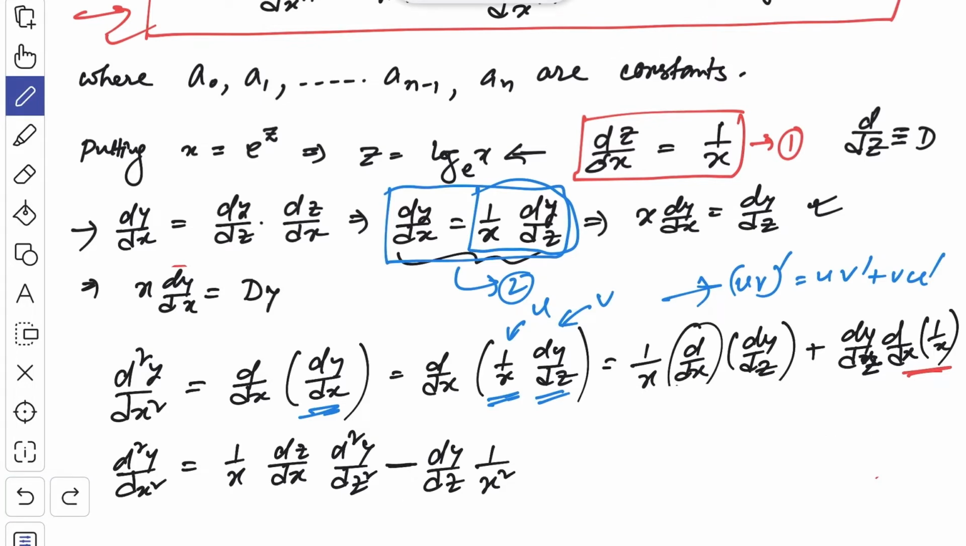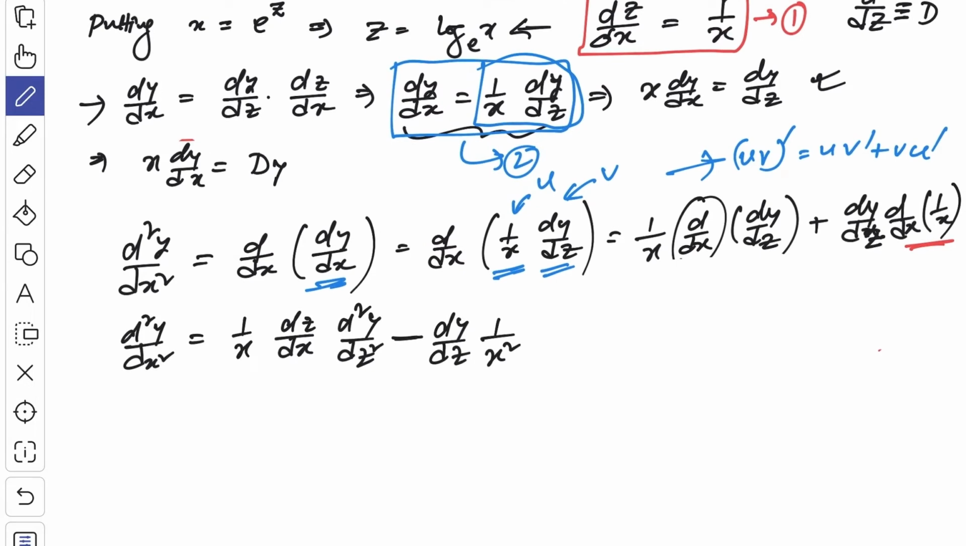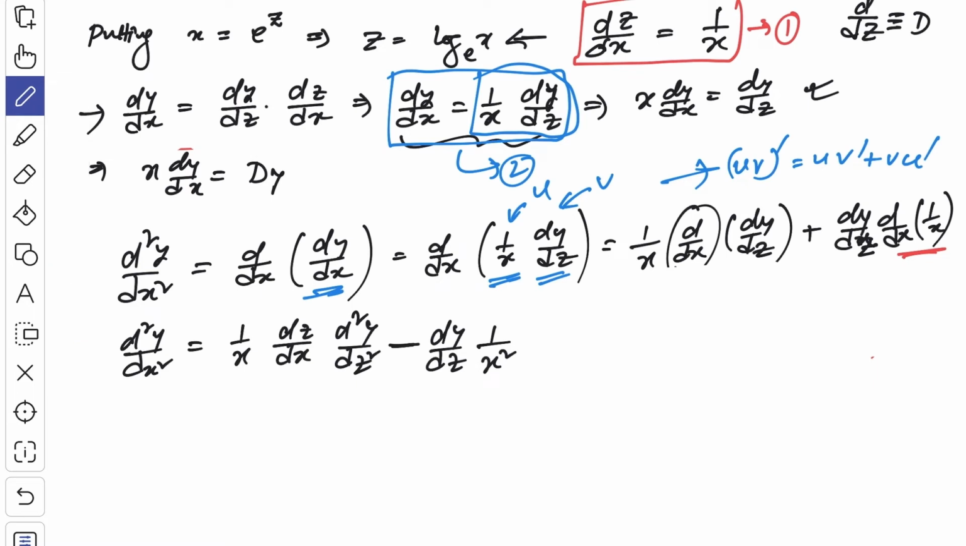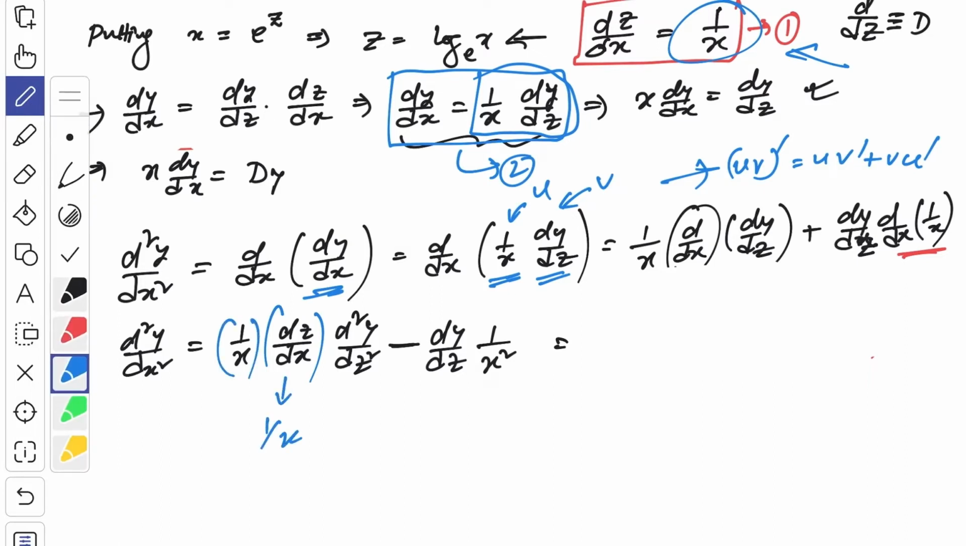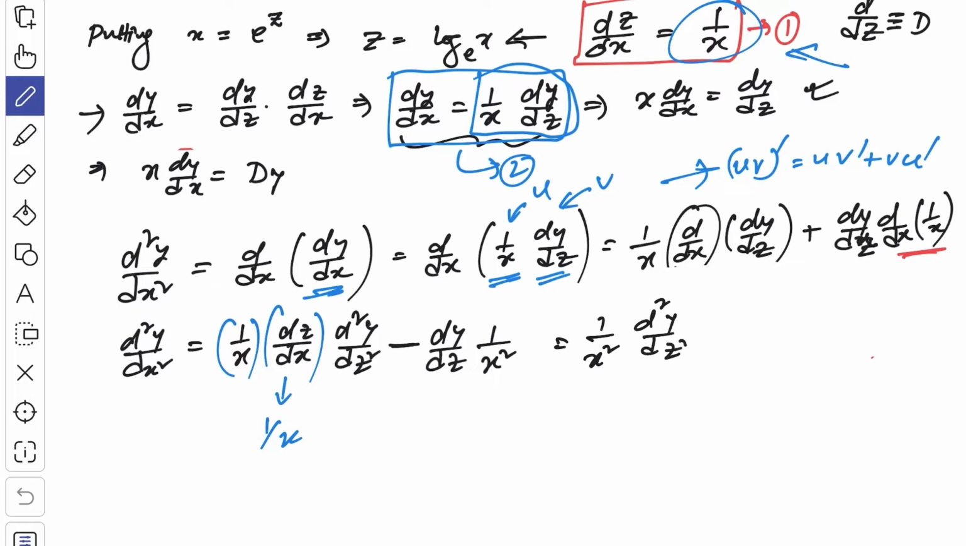Now let me scroll down the page. Here again you can see dz by dx can be replaced by 1 by x from equation number 1. If you replace this by 1 by x, and here is also 1 by x, that's going to be 1 by x square. So we will get 1 by x square times the second order derivative of y with respect to z, minus dy by dz times 1 by x square. Now you can take 1 by x square common.